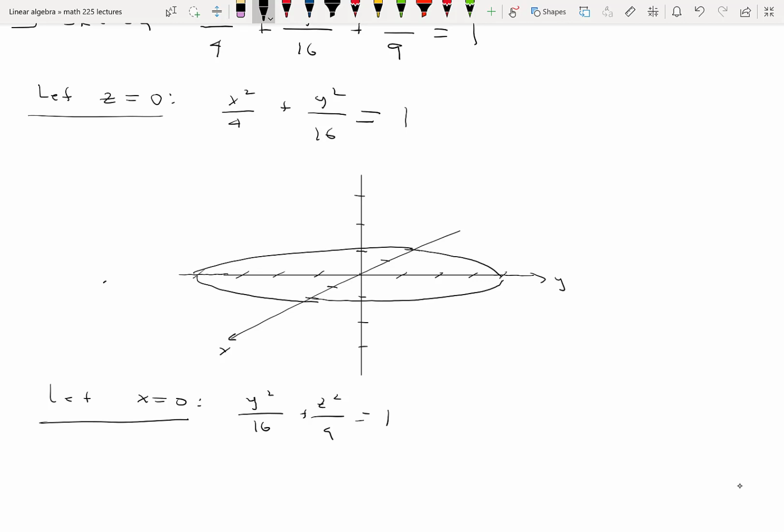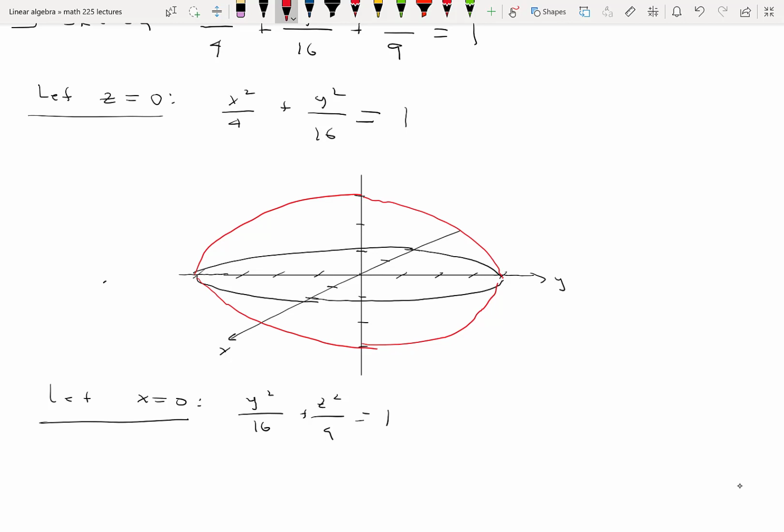So we're now in the yz plane. In the yz plane, maybe I'll draw that trace in red. And there it sort of is. Maybe draw that one again. Seeing a football? Ugh. That's the worst looking football.